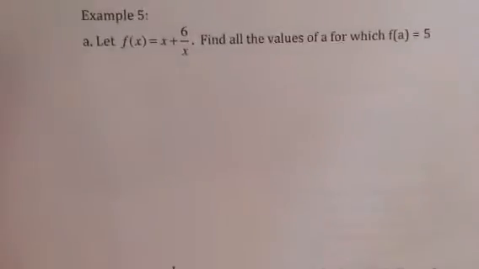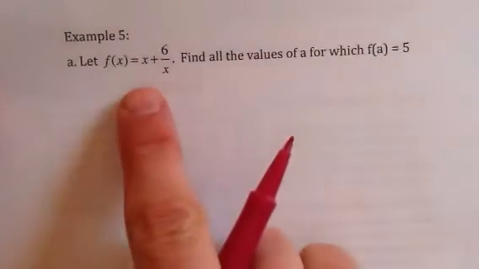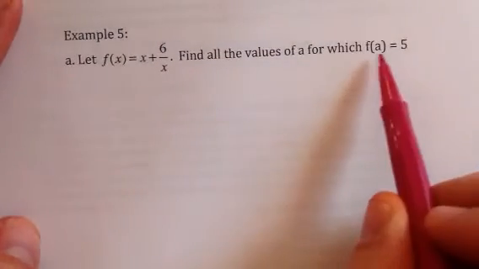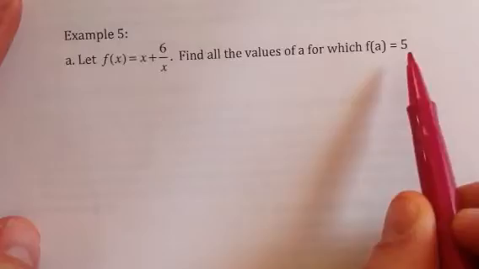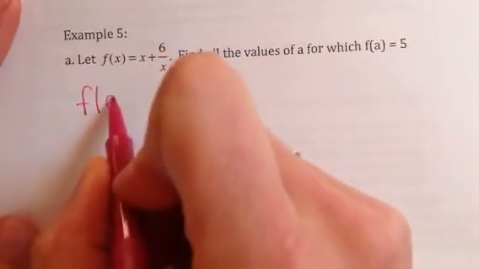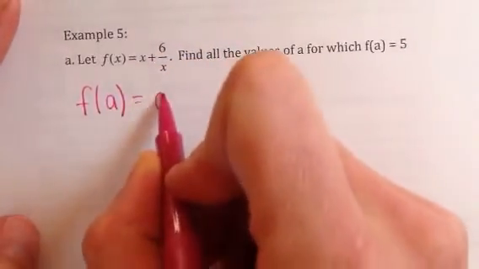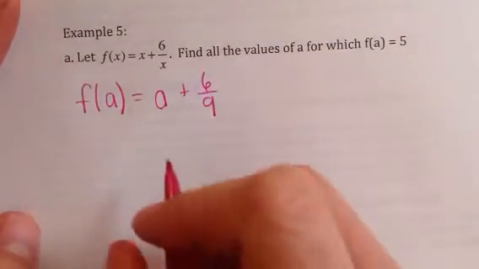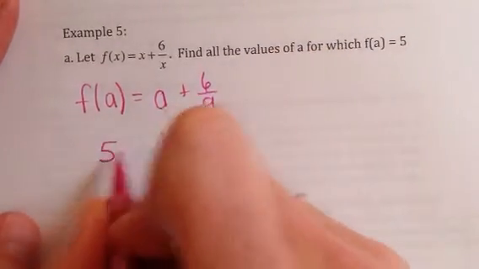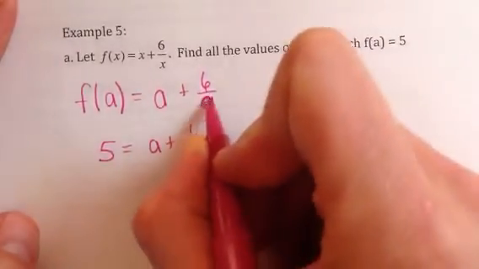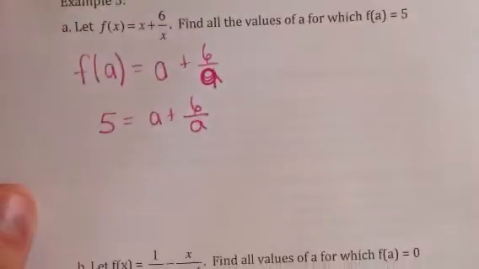Our last example is now we're going back to finding the domain. So here we have f of x equals x plus 6 over x, and we want to find the values for which our function f of a equals 5. So instead of having an x, we're having an a. So f of a, wherever there's an x, replace it with an a. And we want to know when this is equal to 5. So when 5 equals a plus 6 over a. Sorry, that kind of looks like a 9.